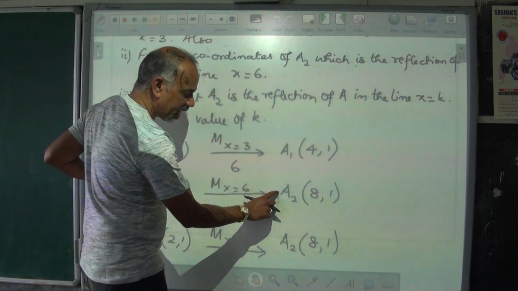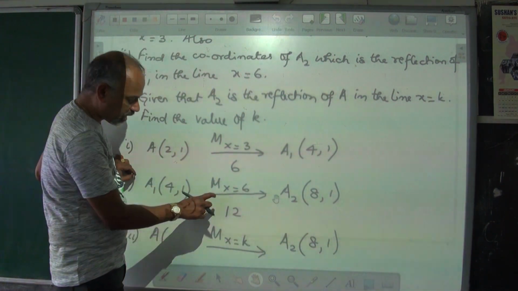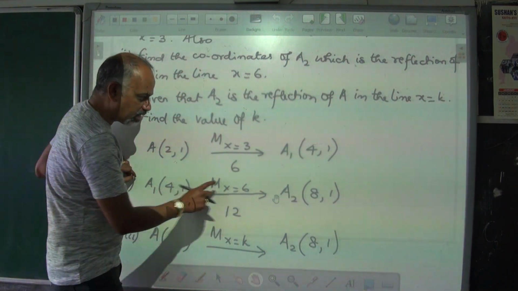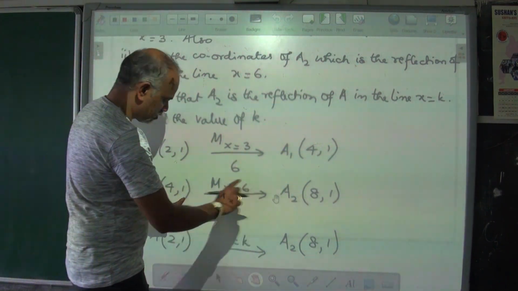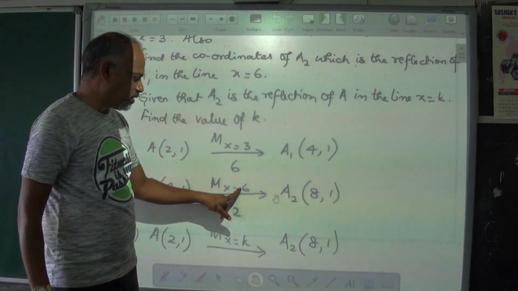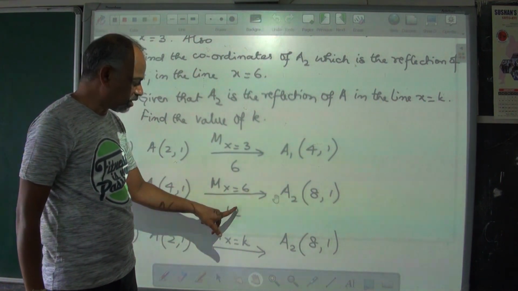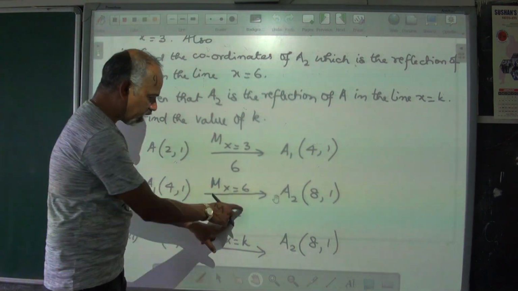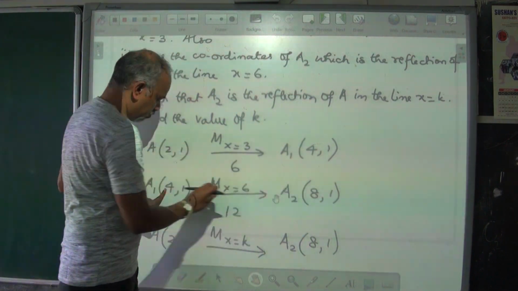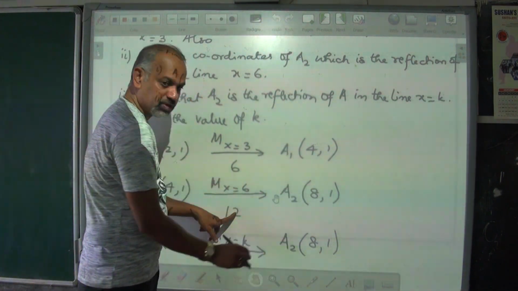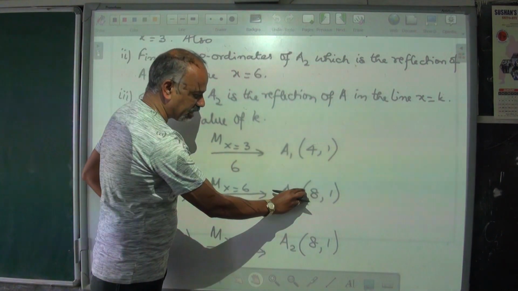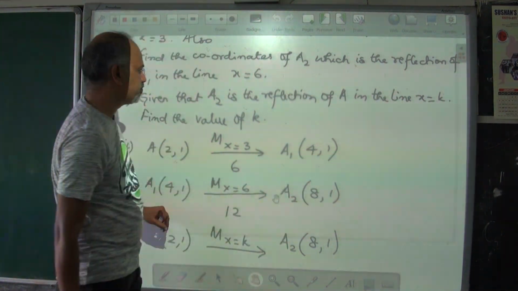To get point A2, again, it is reflected in the line x = something. Therefore, x values are going to change, not the y value. So, y value I have written same, 1. The value that you see here is 6. Double this one, you will get 12. The 12 is also the sum of both the x values added together. So 4 with something should give you the 12. So 4 plus 8 gives you the 12. So the coordinates of A2 is (8, 1).